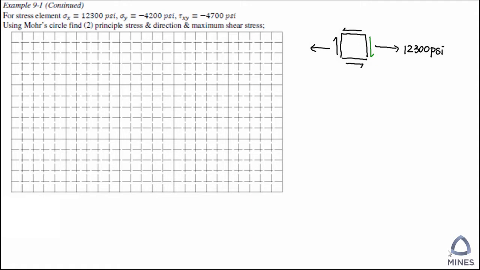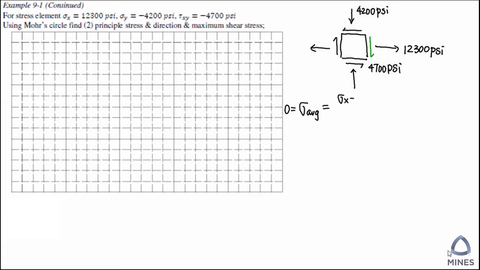After this, we can do head by head, tail by tail to finish the shear stress. And then sigma y is negative, which means we are going to have compression. So this is the original stress status. We are going to draw the Mohr circle based on this original stress status.